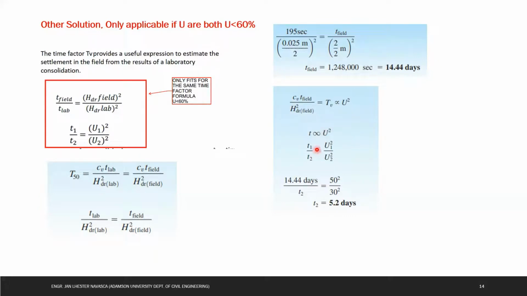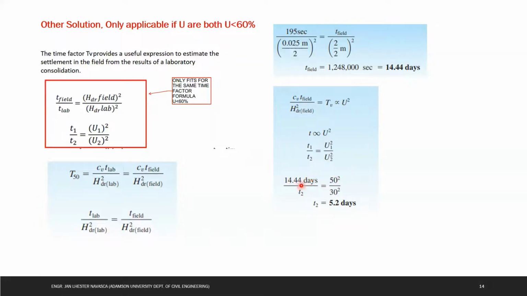So therefore, we can say that T1 over T2 is also equal to U sub 1 squared over U sub 2 squared. So what is T1? T1 is the time it takes for a degree of consolidation U1, and T2 is the time it takes for a degree of consolidation U2. So going back, 14.4 days is what it takes for a 50% degree of consolidation.